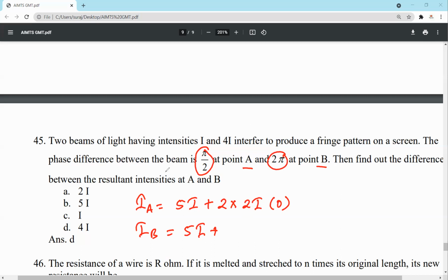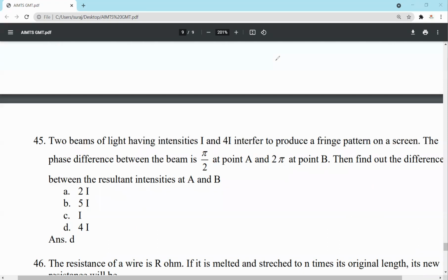Find the difference between the resultant intensities at A and B. Resultant intensity at B now becomes 9I. So the difference I want, IB minus IA, should be 4I. Option D.